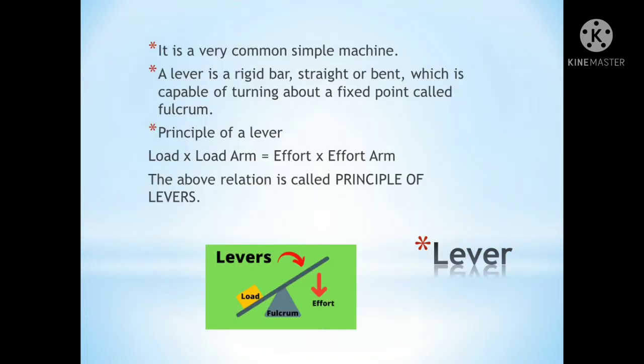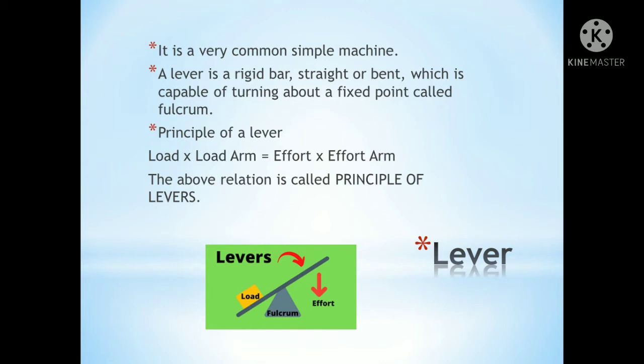What is a lever? It is a very common simple machine. A lever is a rigid bar, straight or bent, which is capable of turning about a fixed point called the fulcrum. Fulcrum we have already studied. This is a fixed point. The principle of the lever is: load into load arm is equal to effort into effort arm. This relation is called the principle of levers. I think the principle of machine you have already studied, isn't it?